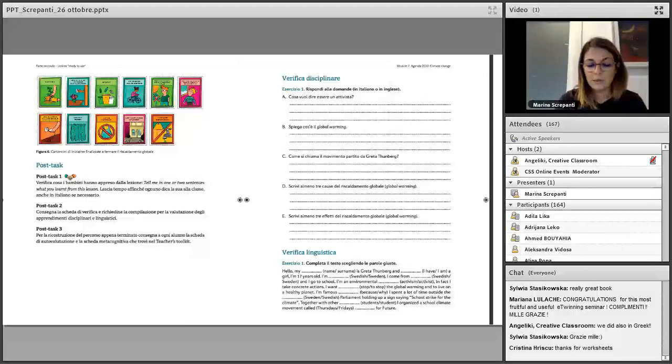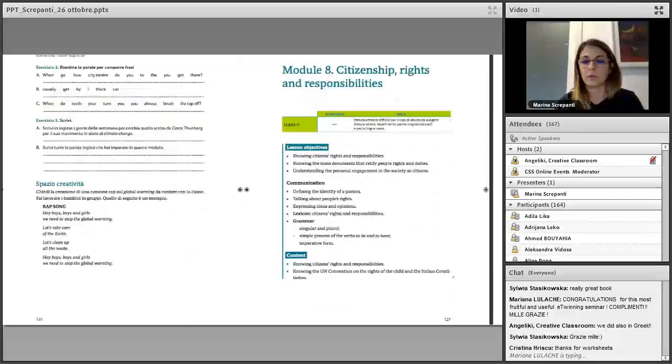So with a CLIL lesson, I can point to two objectives, dual focused, and then I can also evaluate language and content together. Okay. And then there is also space for the creativity, because in this case, for example, there is a rap song, but in the other modules, there are different things.